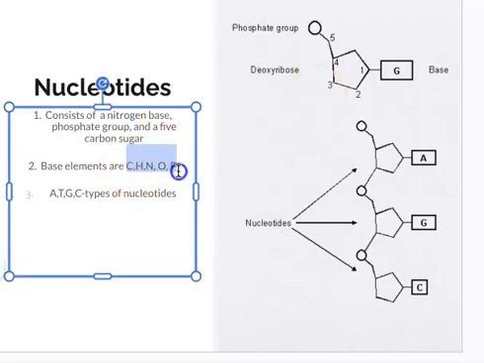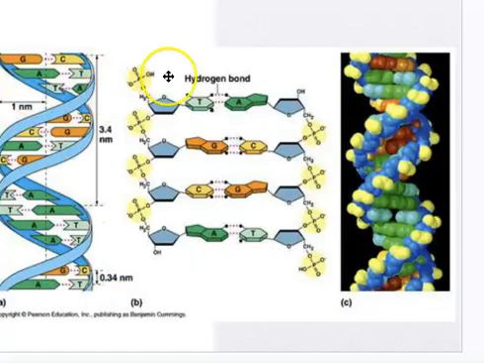Here's our base elements again, carbon, hydrogen, nitrogen, oxygen, and phosphorus. And then here are our types of nucleotides, A, T, G, and C. And we talked about them bonding, the hydrogen bonds between the two. A and T pair together, and in between those are hydrogen bonds. And the G and the C pair together, and those are through hydrogen bonds.